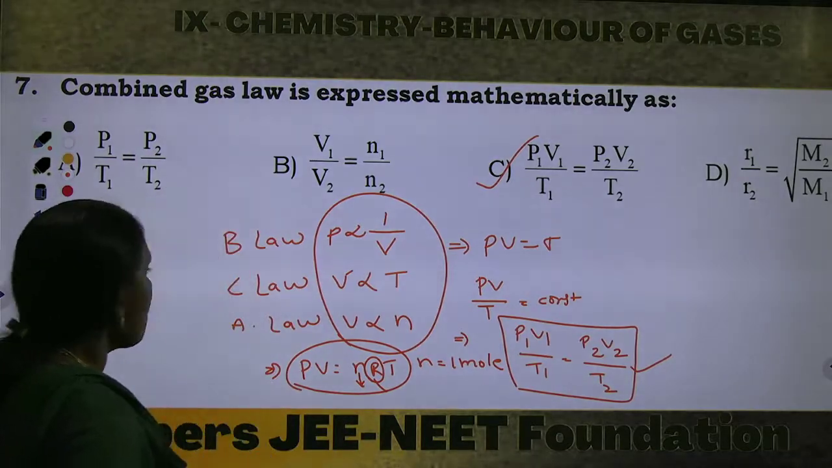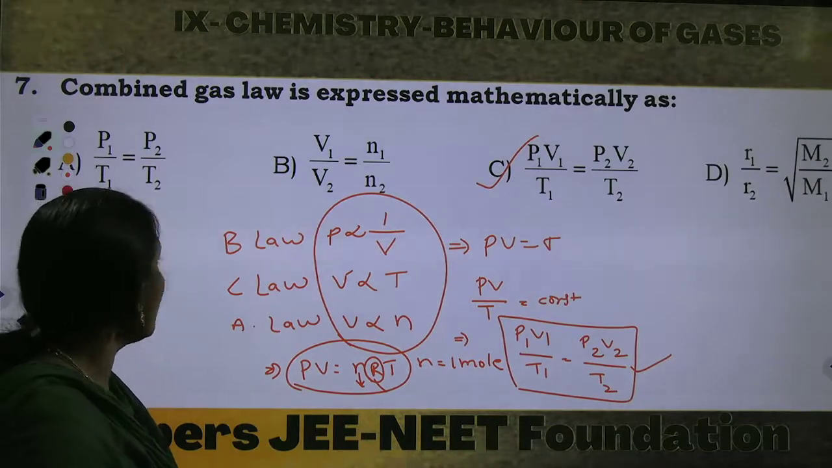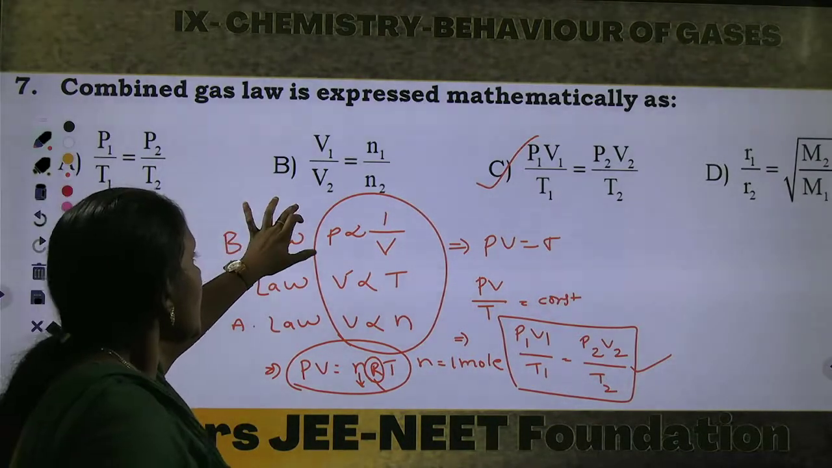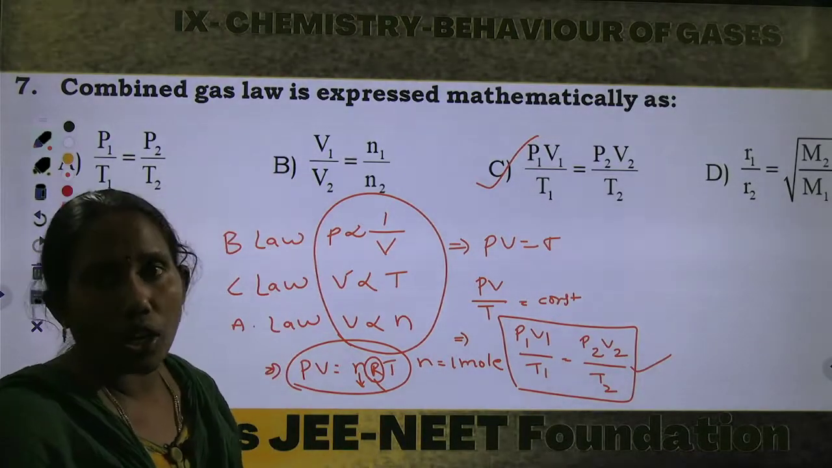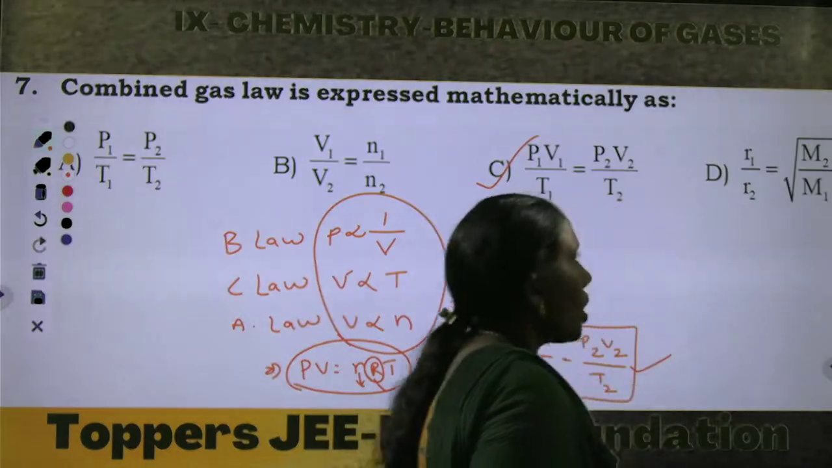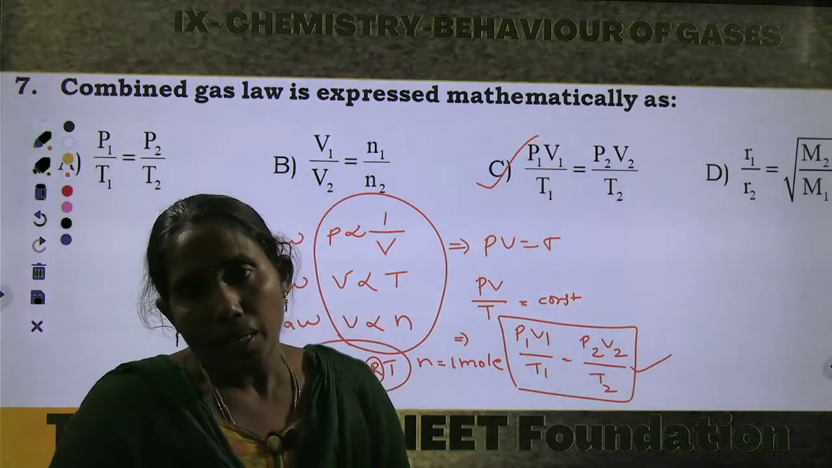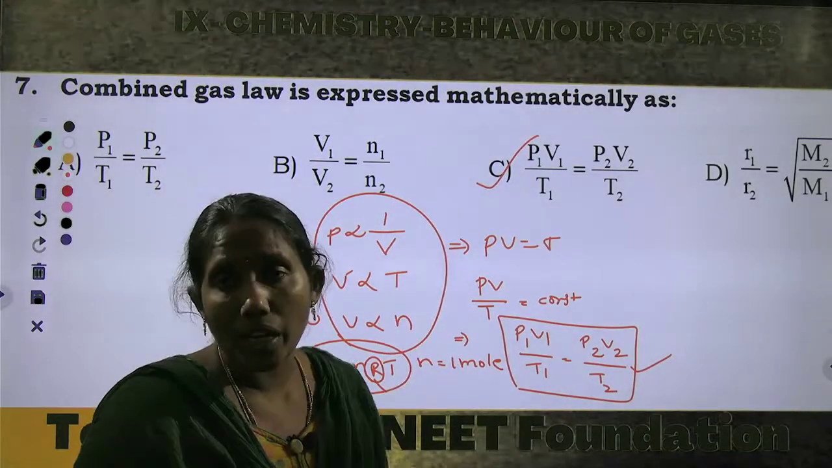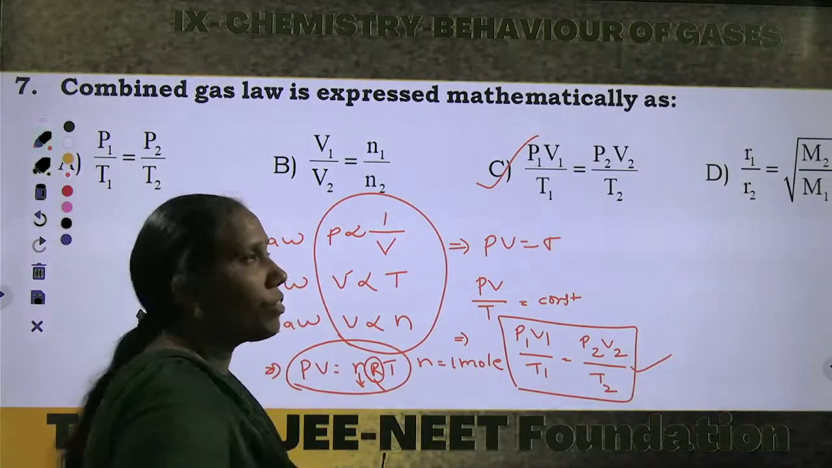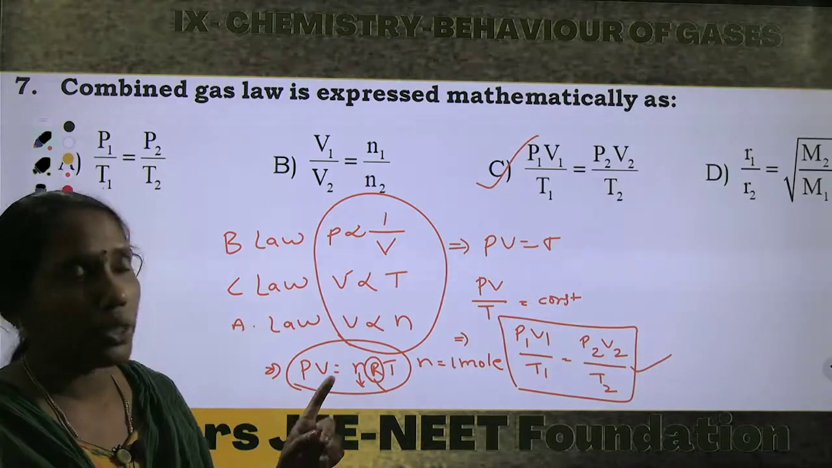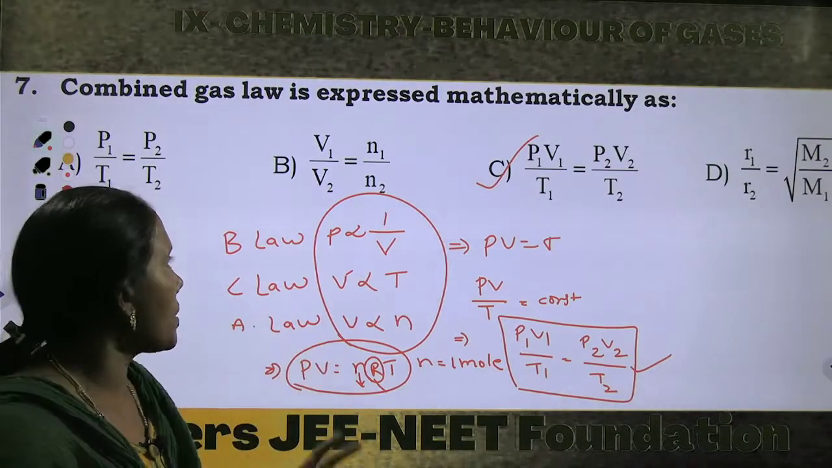See, P1 by T1 equals P2 by T2 at constant volume is called Amontons' law actually. The next one is called Avogadro's law. This is not the combined gas law. This is the expression for Avogadro's law. Coming to option D, R1 by R2 equals root M2 by M1 is the rate of diffusion of gases. That is the expression for rate of diffusion, so that is also not correct. So our correct answer is C: P1V1 by T1 equals P2V2 by T2. This mathematical expression we got from these three laws. Okay, so our option is C.